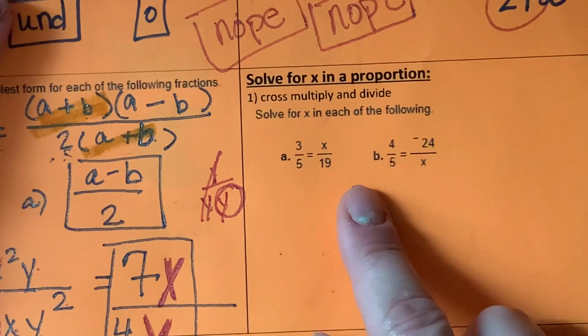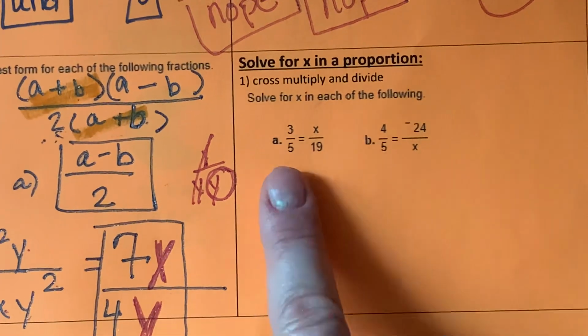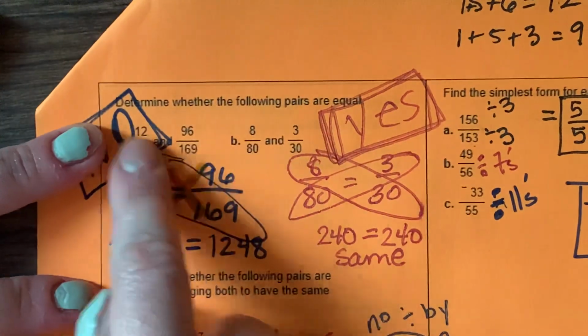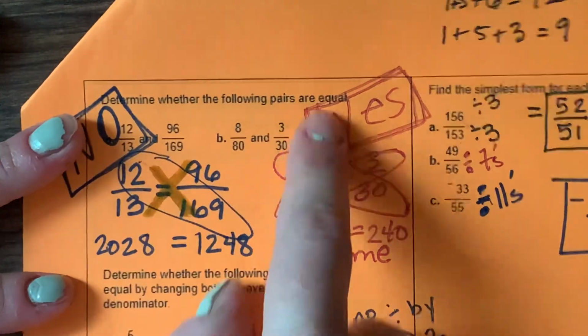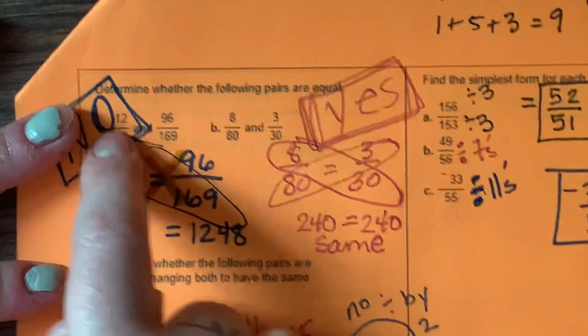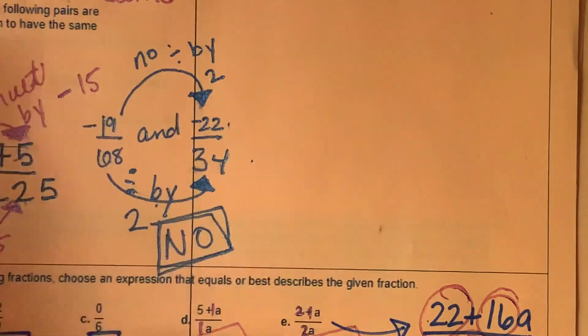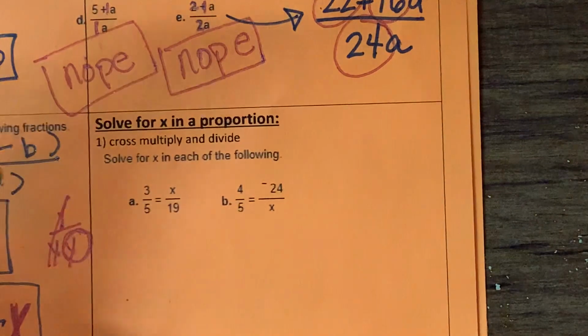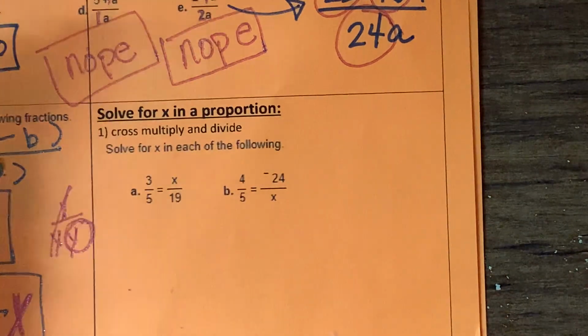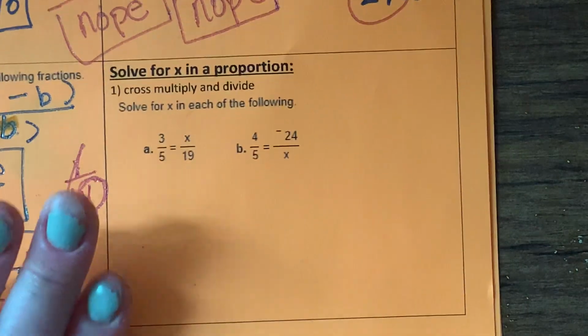Okay, let's look at this last sucker. It's about solving for x in a proportion. This kind of looks like what we did up here on the top left where we diagonally multiplied. We're going to use that same process of diagonal multiply or cross multiply or butterfly or whatever you call it. So this one says solve for x in the proportion. So we're going to diagonally multiply.